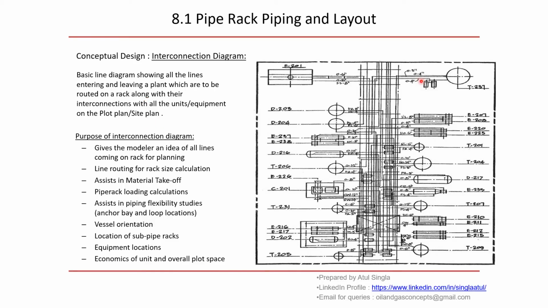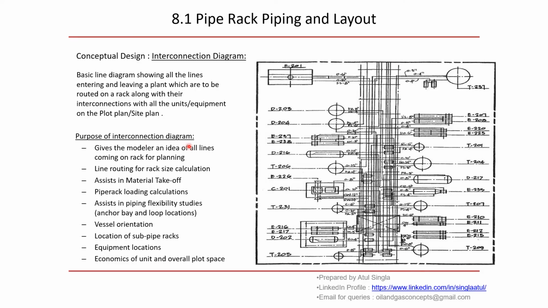So we need to have a plan of what the basic equipment is, how many lines are going and entering into the pipe rack, and how many lines are coming out from the pipe rack. That means we should have a plan with us showing all the lines entering and exiting the pipe rack, that is, whatever lines are running inside the pipe rack, which we identify at this stage.